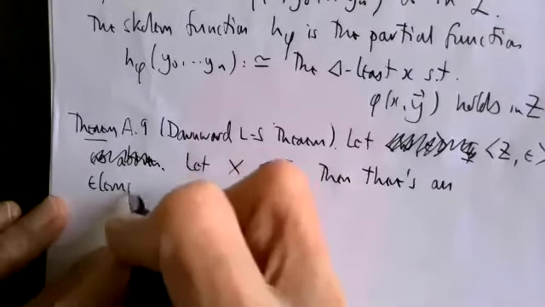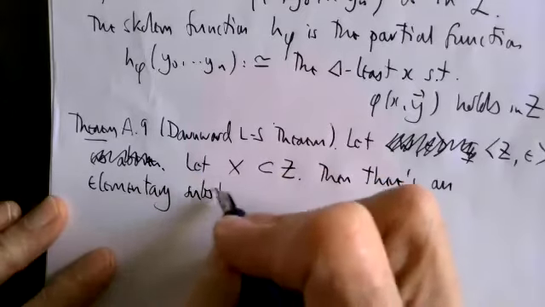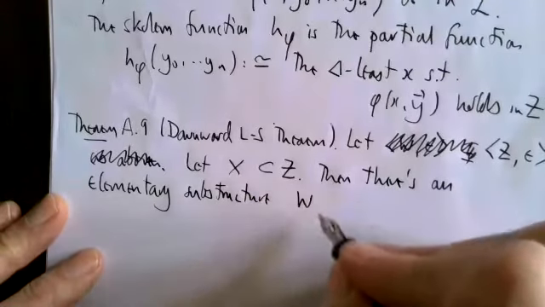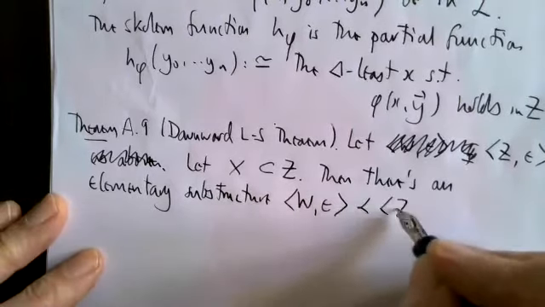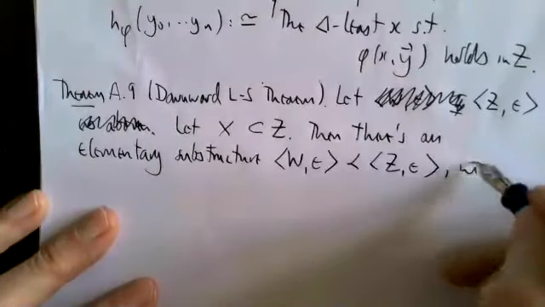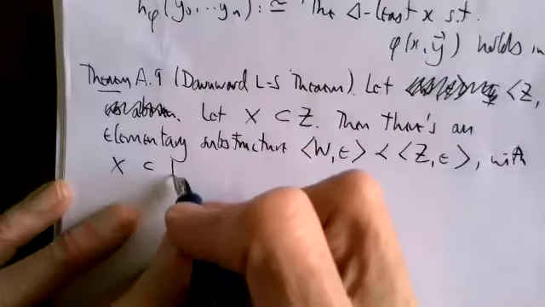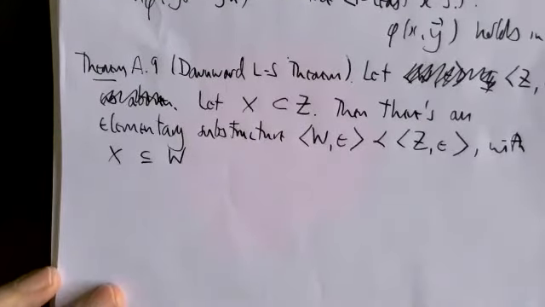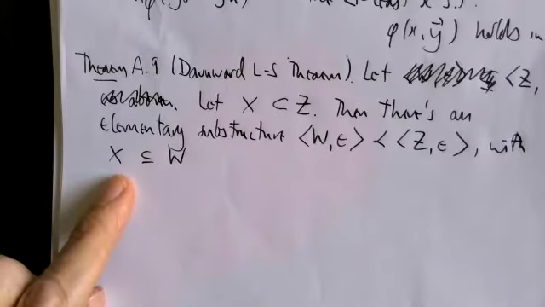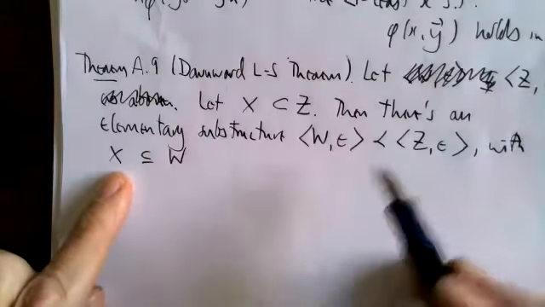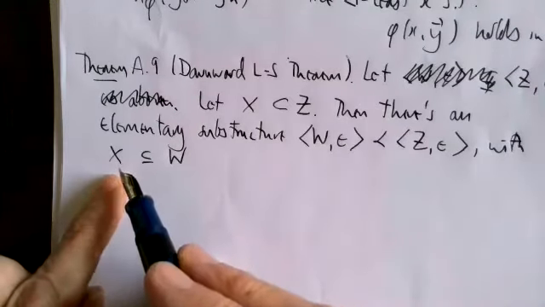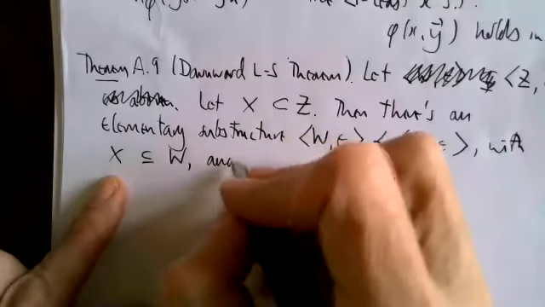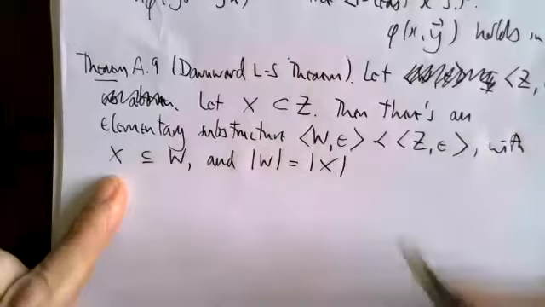So there's an elementary substructure W here, where X is contained in the domain of W. And we can also say that we only had to throw in countably many things. We haven't said anything about the sizes of Z here, but if X is infinite, we can end up with a W the same size as X. And the cardinality of W is the same as the cardinality of X.